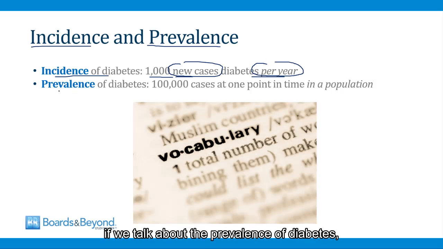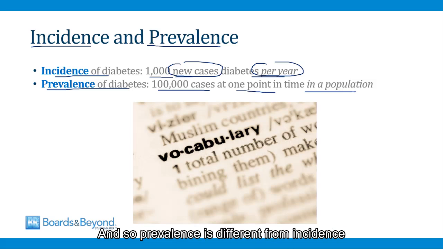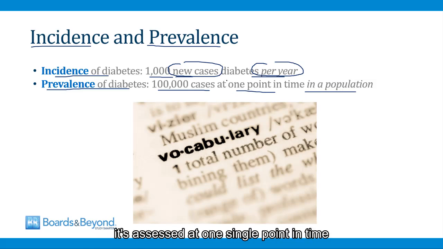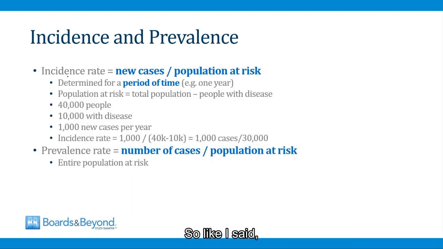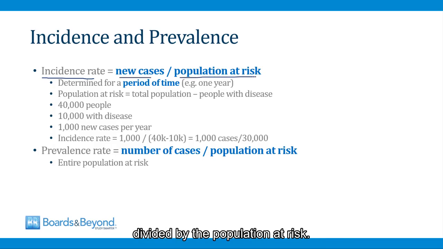In contrast, if we talk about the prevalence of diabetes, that could be 100,000 cases at one point in time in a population. And so prevalence is different from incidence because prevalence is not assessed over a period of time. It's assessed at one single point in time for an entire population that's at risk of disease. So like I said, the incidence rate is the number of new cases divided by the population at risk, and it's determined for a period of time, for example, 1 year.